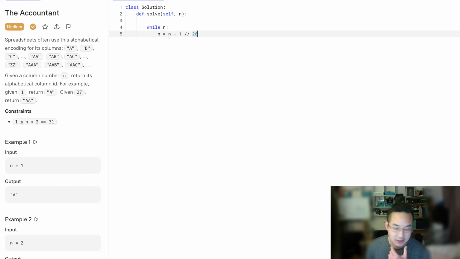Let's say 26, 27 would give us, let's say, 26, an A, and we need to get that A to... So we're trying to move this in range from 0 to 26, rather than 1 through 26.